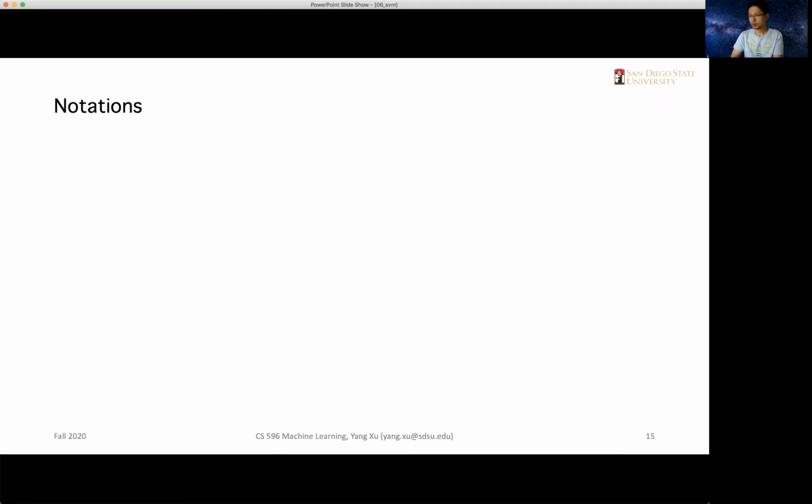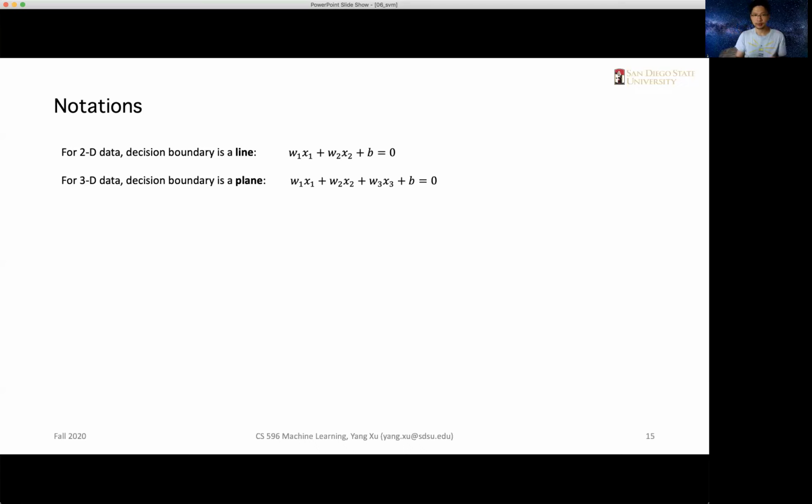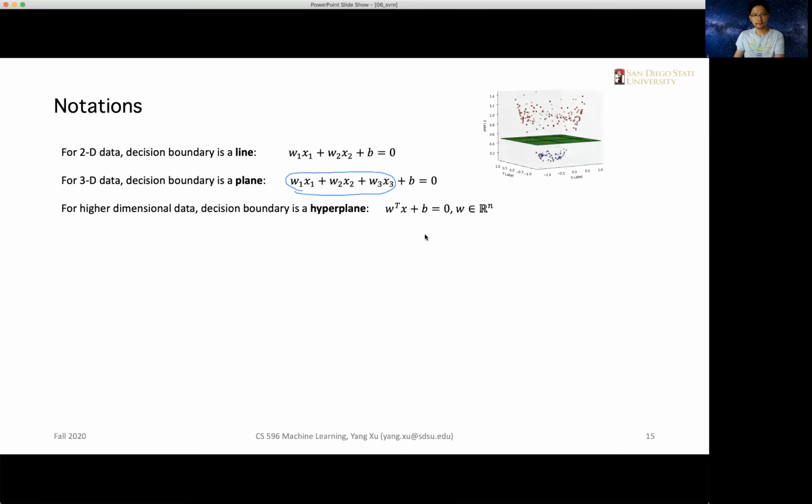Okay, so we have to use some notation here. For a 2D space, the decision boundary is a line, described by the equation W1 times x1 plus W2 times x2 plus b equals 0. That's 2D space. In 3D space, it's a plane, right? We just extend these parts to 3 elements. For higher dimensions, with more than 3 dimensions, the decision boundary is a hyperplane.